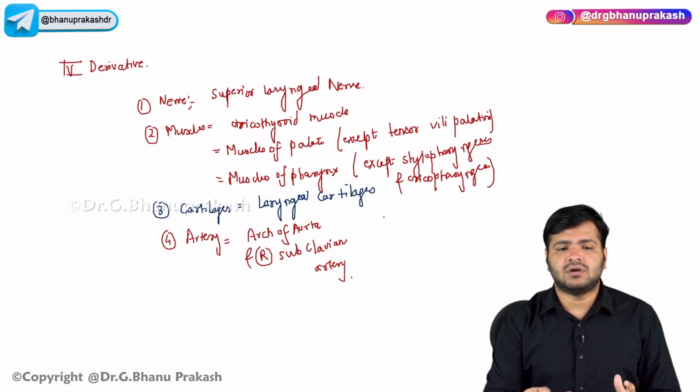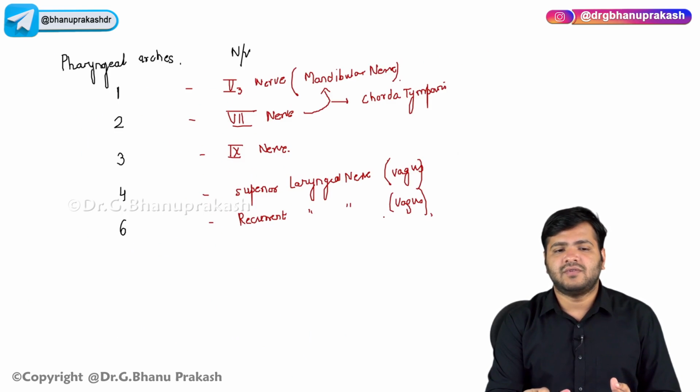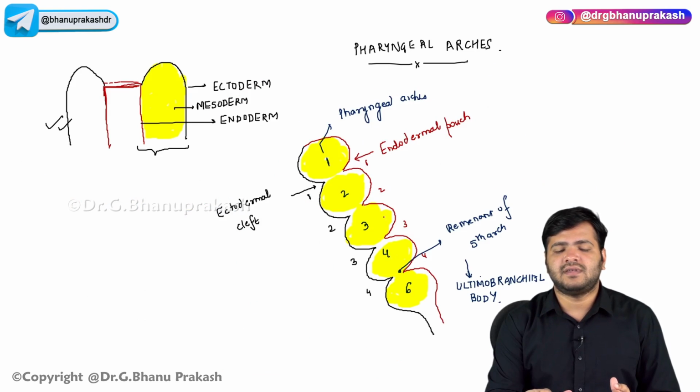So that was about the arches, the derivatives, the nerves, the muscles and the arteries. So we have talked about all the clefts and this.